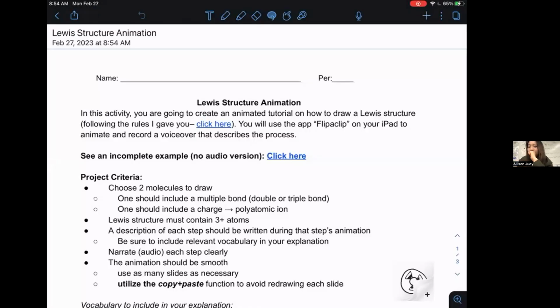Okay, so this is what I'm going to say. This is a bit of a time-consuming project, and here's why. The goal of this project is you're going to create an animated tutorial on how to draw a Lewis structure, following the exact rules I gave you in that exact order, using the app Flip-a-Clip, which is basically like clay animation, but digitally, okay? And you're going to record a voiceover that describes each process as if you're a teacher explaining every painstaking step.